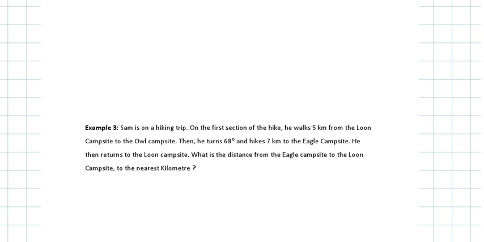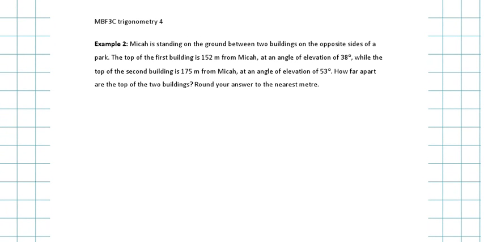Micah is standing on the ground between two buildings on the opposite side of a park. The top of the first building is 152 meters from Micah and at an angle of elevation of 38 degrees, while the top of the second building is 157 meters from Micah at an angle of elevation of 53 degrees. How far apart are the top of the two buildings? Round your answer to the nearest meter.